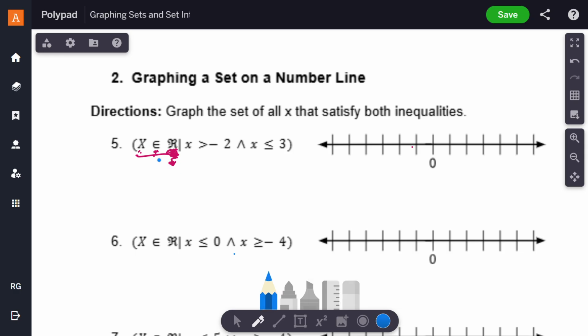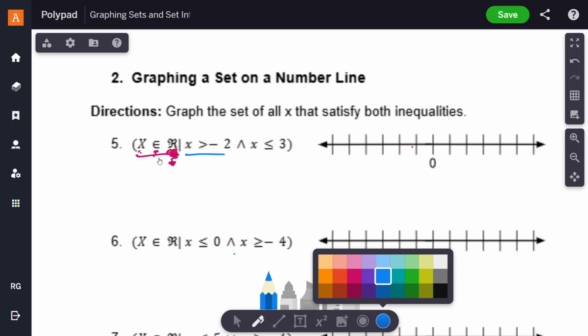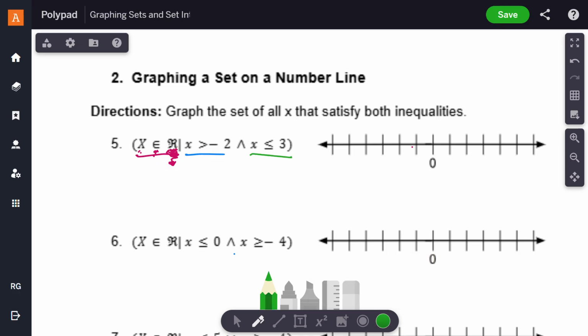The next thing we need to know is that this is broken down into 2 inequalities. So we have x, the symbol going toward x, x is greater than -2, and we have x is less than or equal to 3.